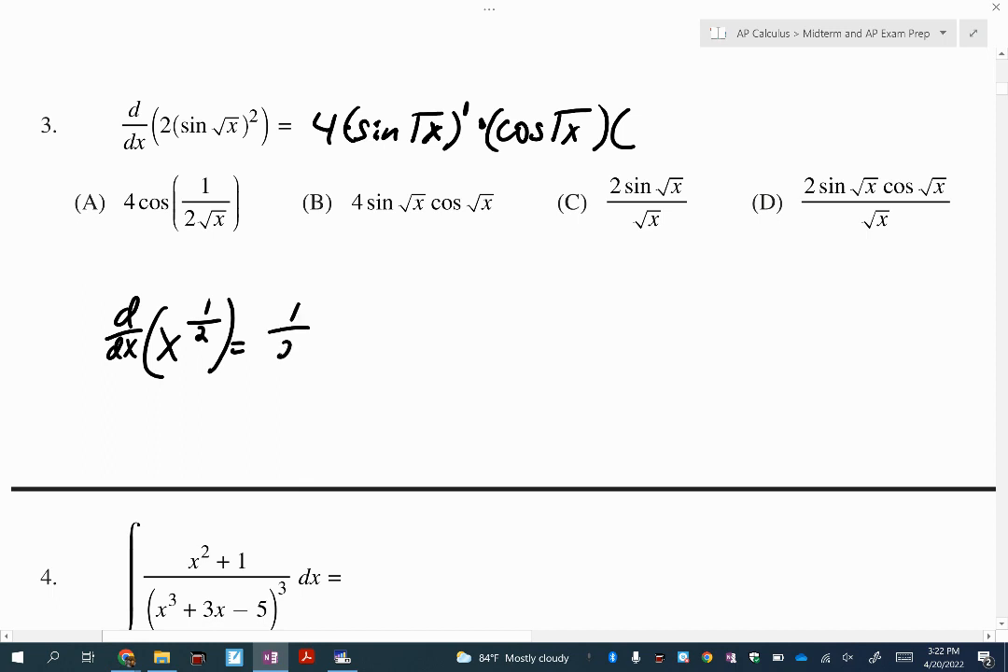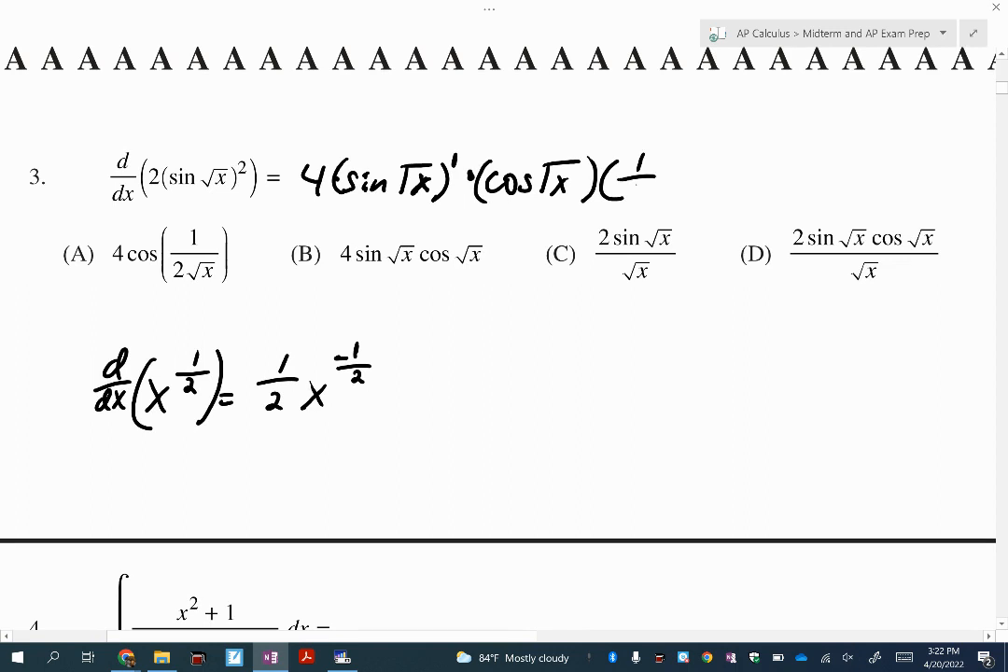So you put 1/2 in front, and then subtract 1. So what's 1/2 minus 1? Negative 1/2. All right, so I write down 1/2 times x to the negative 1/2 power. So you asked, could I start crossing things out? Now you can. But you'll notice the 4 times that 1/2 was half of 4, it's going to be 2. So my answer here is going to be 2 times sine of the square root of x times cosine of the square root of x.